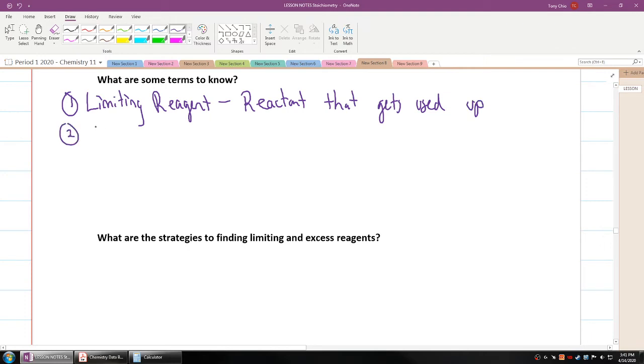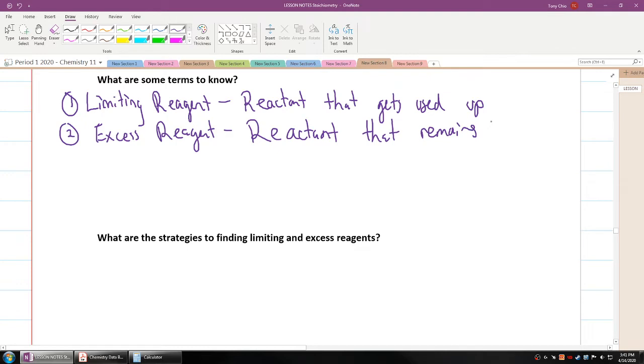Excess reagent is the reactant that remains at the end of the reaction. But there are two more words we're going to learn, and they're not going to come into play that much this week. But we're going to talk about them in terms of their significance for this lesson. The third word we're going to learn is theoretical yield.